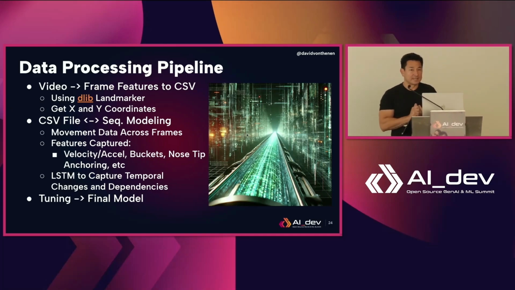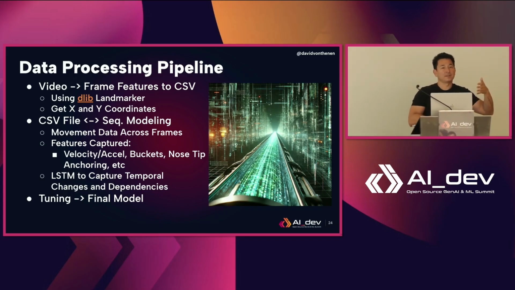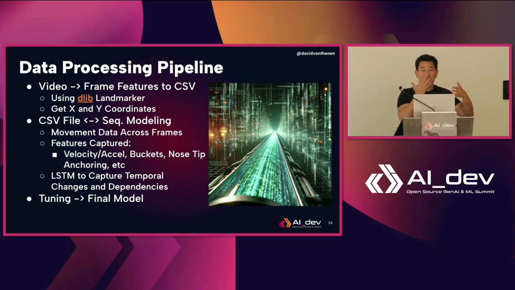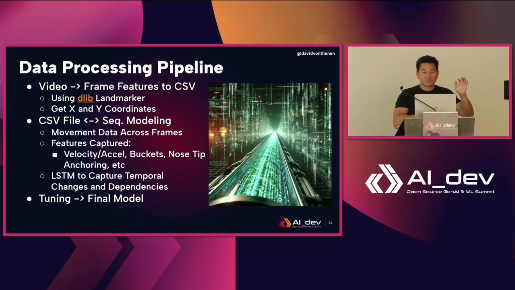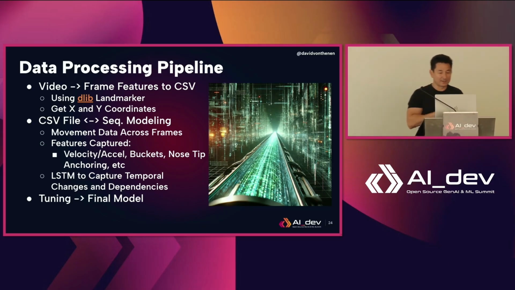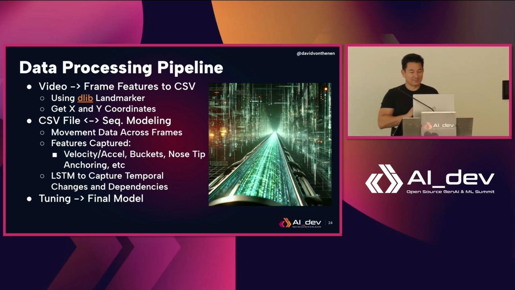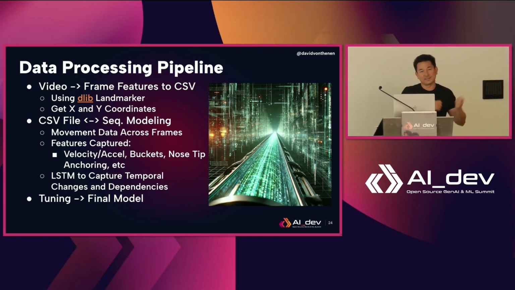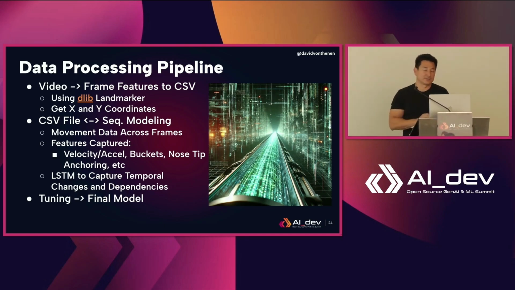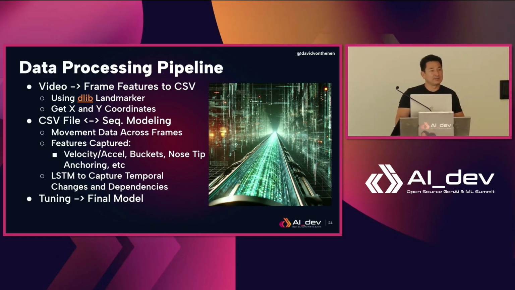So what does the actual data pipeline look like? Start with the video, go frame by frame, extract the 68 landmarks, or the 68 points on a person's face, and dump them frame by frame into a CSV file. We also do the velocity, acceleration, the buckets, the nose tip anchoring, which I still need to describe, and an LSTM to capture temporal dependencies. Do some magic with parameter tuning and all that fun stuff, and out you have a model on the other side. So that's what the data pipeline looks like.